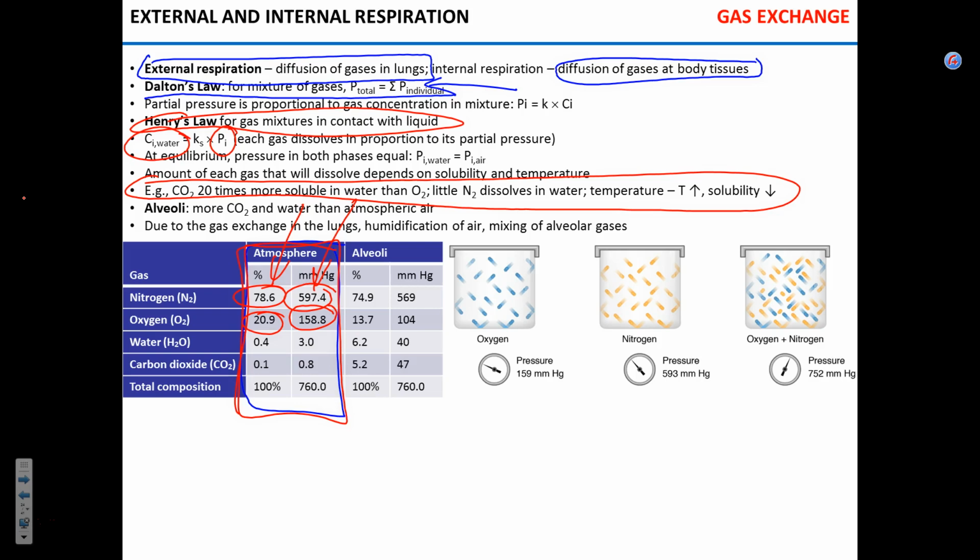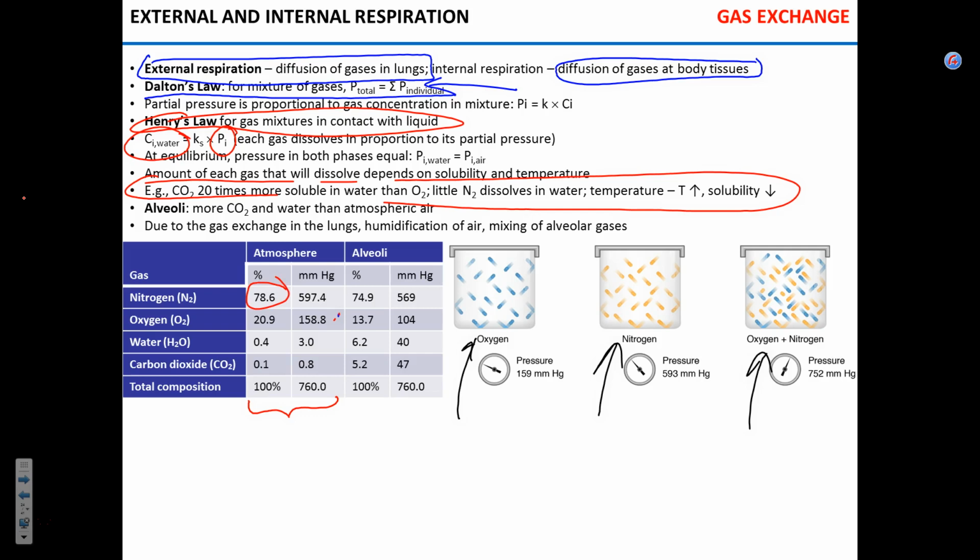Now, here's an interesting thing. This picture on the right shows you Dalton's law. You have pressure of oxygen, pressure of nitrogen, and the air pressure is these two put together. So before we move on, I want to compare the composition of the alveolar gas and the air. You see percentages in the air. Let's focus on percentages, not on the pressures. We'll get to the pressures eventually.